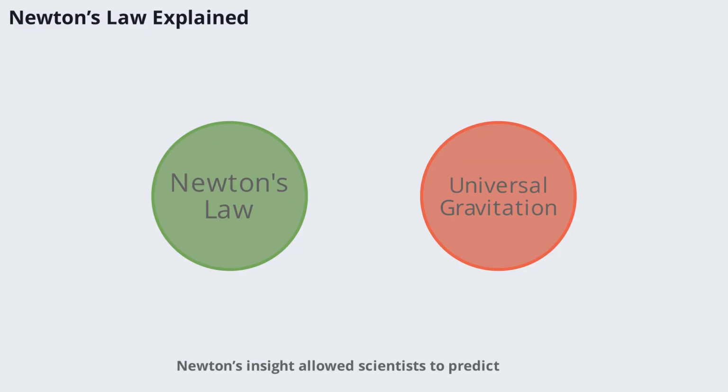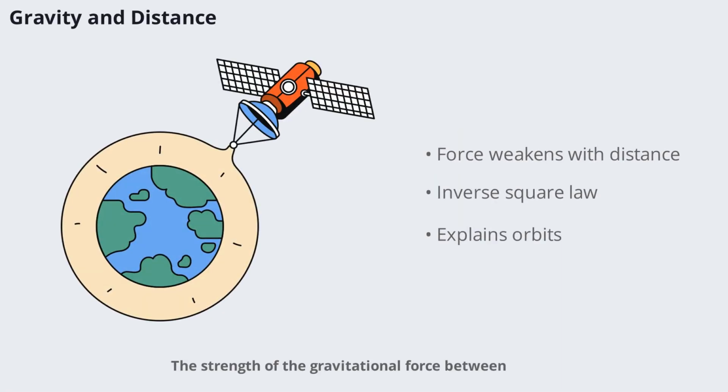Newton's insight allowed scientists to predict planetary motion and understand the tides. His law remains a cornerstone of classical physics, providing a mathematical framework for studying gravitational interactions in our everyday lives and across the cosmos. The strength of the gravitational force between two objects isn't constant, it changes with distance.